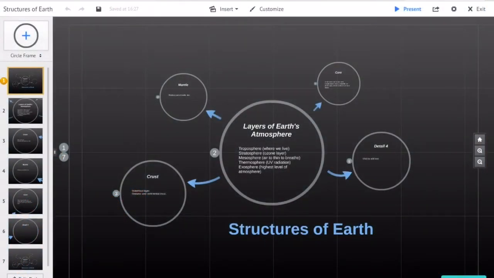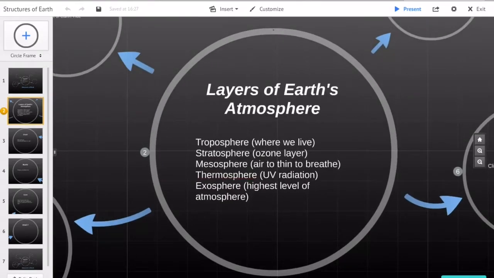For structures of Earth, we begin with layers of the Earth's atmosphere. So let's take a quick look here, and that we have 5 layers that we need to be familiar with. We don't need to know a lot of the specific details, but generally we'd like to be able to answer a question about any of these 5 layers. So let's talk about each one here just briefly.